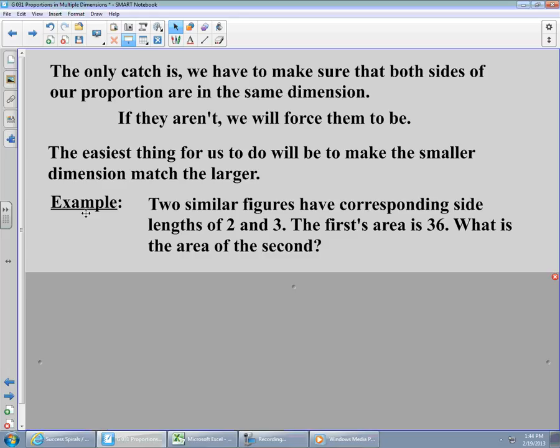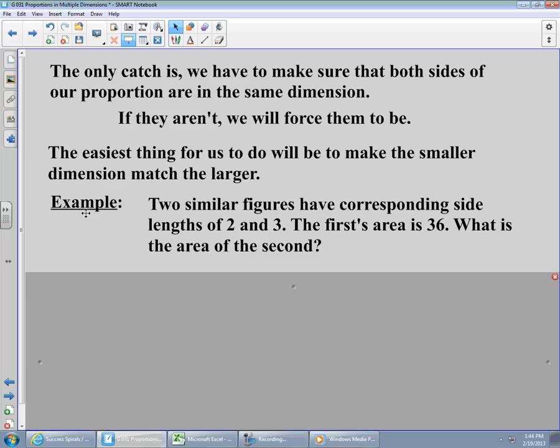Okay, since we're thinking proportions, we're going to look at the problem and see, do we have any ratios that we can plug into a proportion? Yeah, there's one right there. It says that the corresponding side lengths are 2 and 3. If that's a ratio between side lengths, that's your scale factor right there. There's a 2 to 3 scale factor going on inside of this problem.